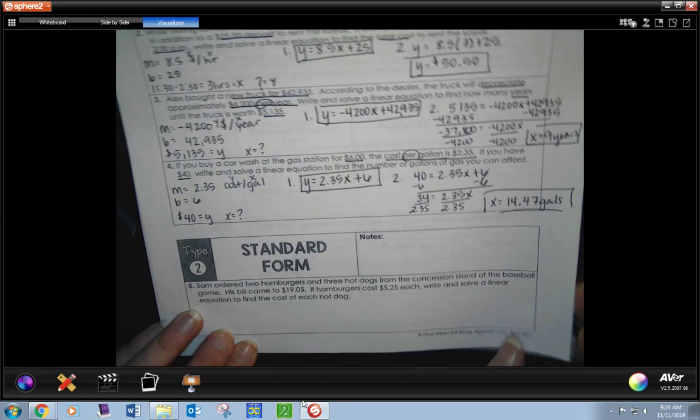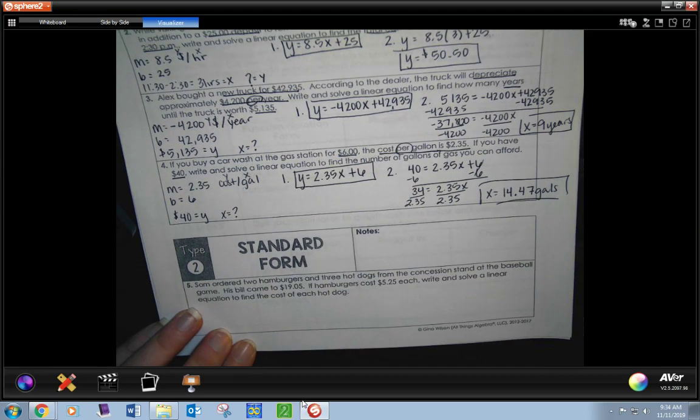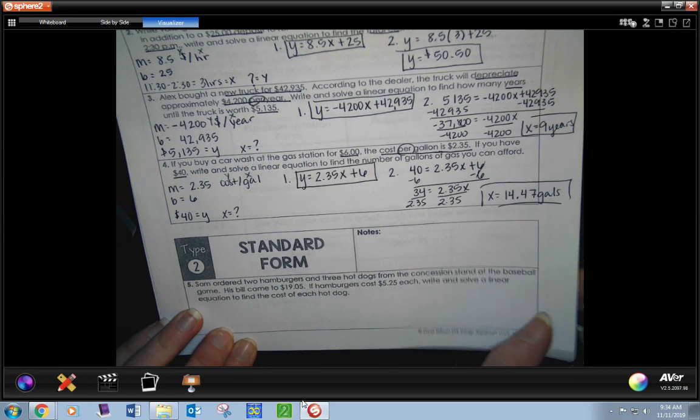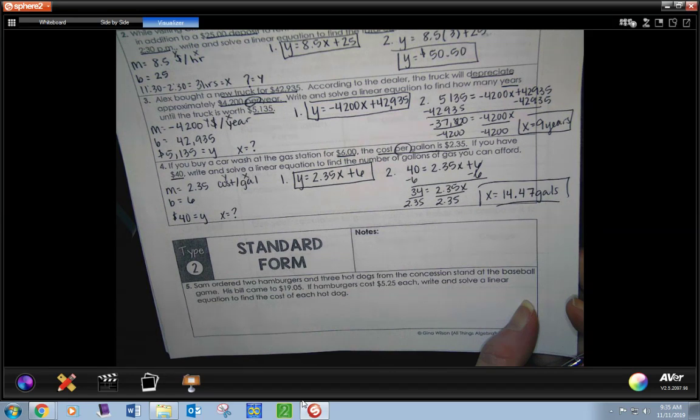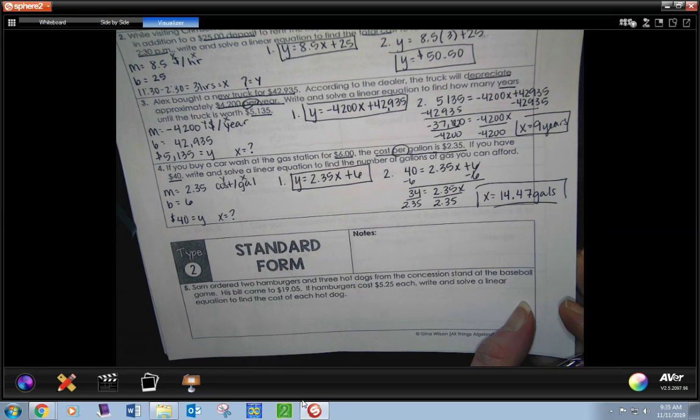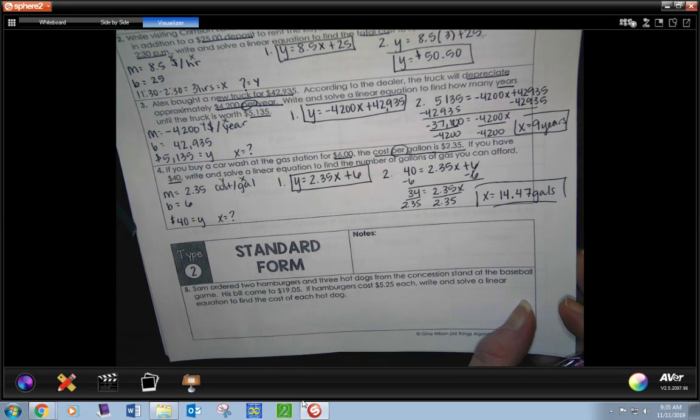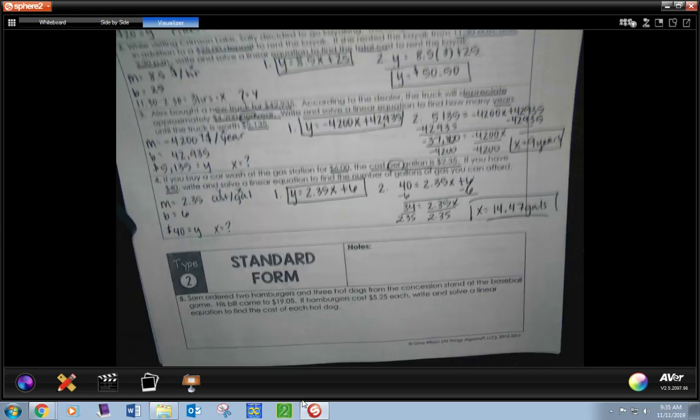Okay, so now you're going to try 5 of these problems on your own. Be careful of negative slopes. So if you're losing something, if you're descending, if you're depreciating, those are negatives, so be careful. And if you need help, just ask. You have 5 to do.